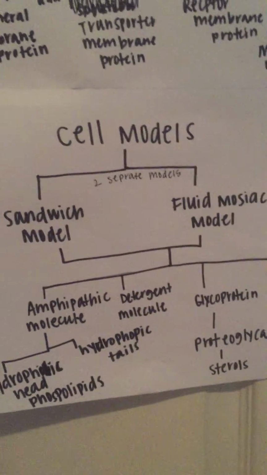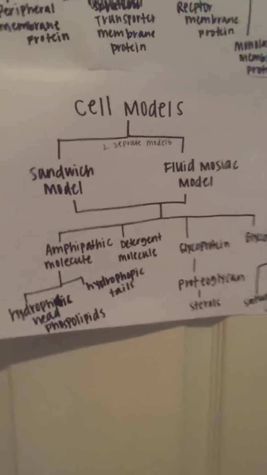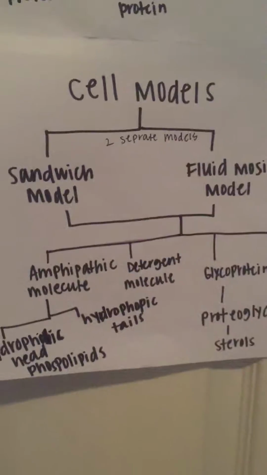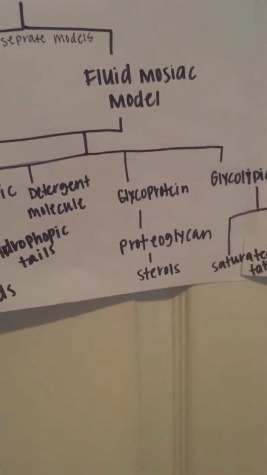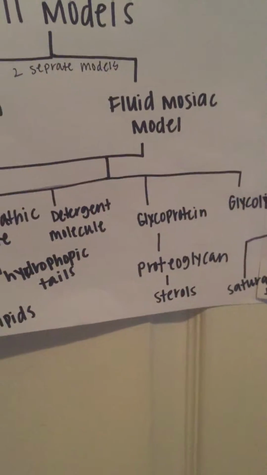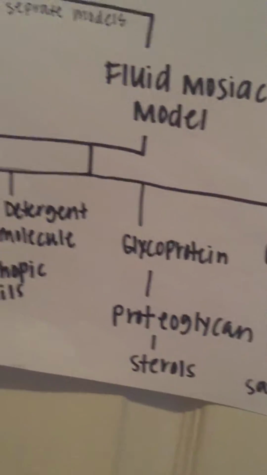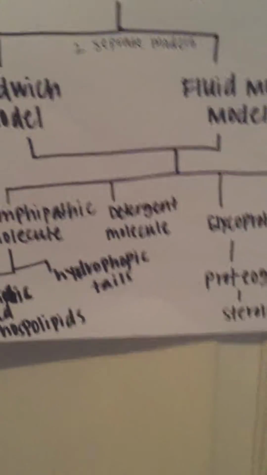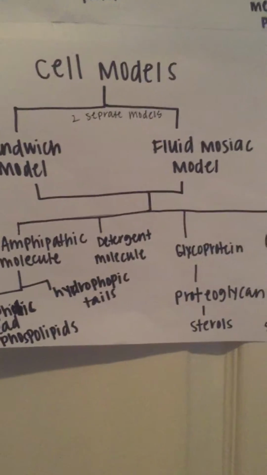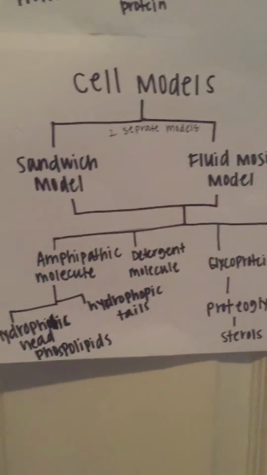And then on to my next concept map would be cell models. And so I started off with the two separate cell models. One is the sandwich model, which is by Dason and Donnelly. And that model describes a phospholipid bilayer that lies between two layers of globular proteins.